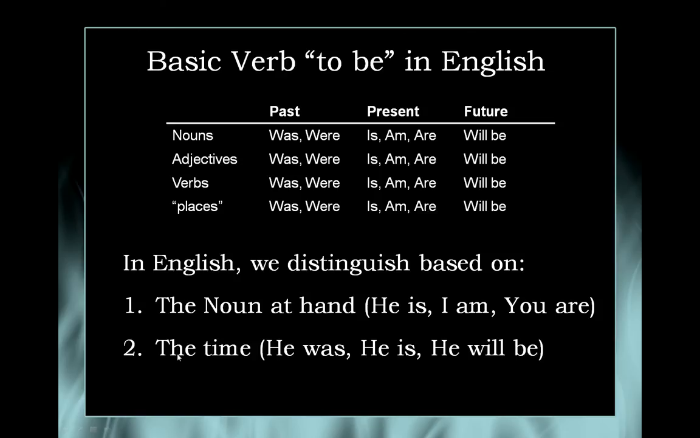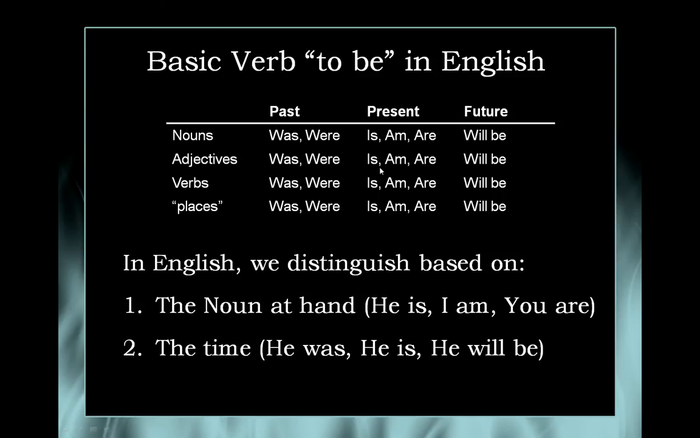But it also changes based on the time. So as I've shown here in this little matrix, you have was, were for past, and all nouns are covered by was or were. He was, she was, I was, they were, etc. And in the present, you have is, am, are, and those cover all the nouns. And in the future, you have will be.